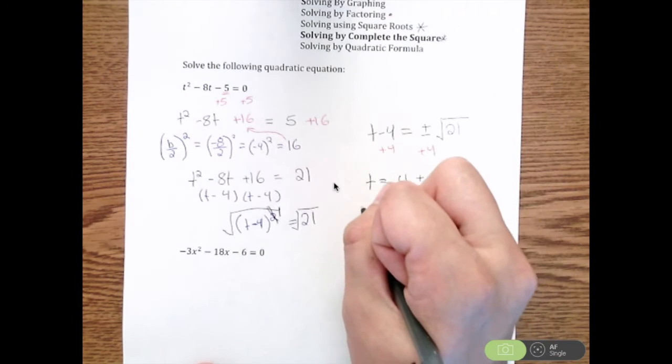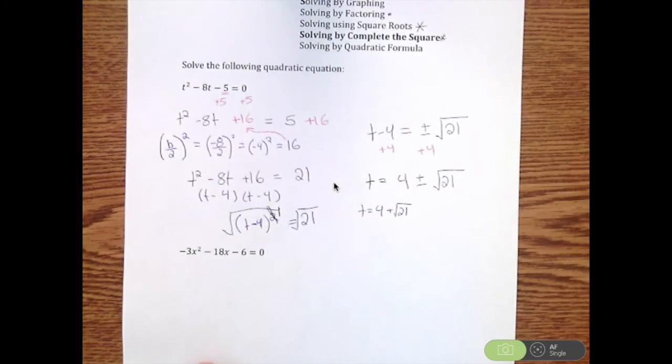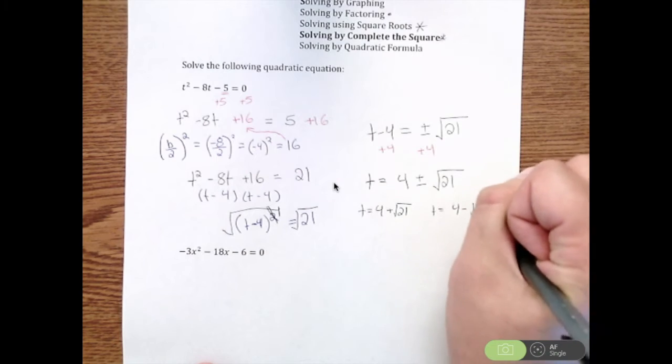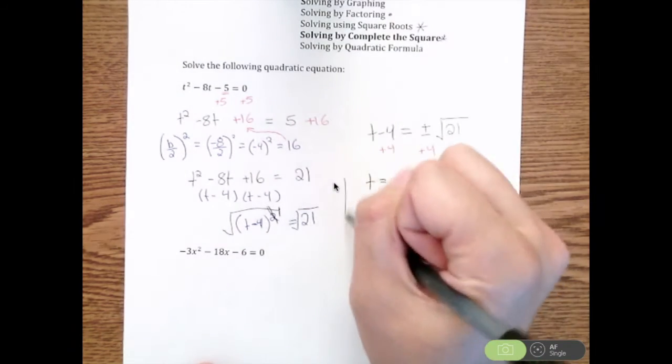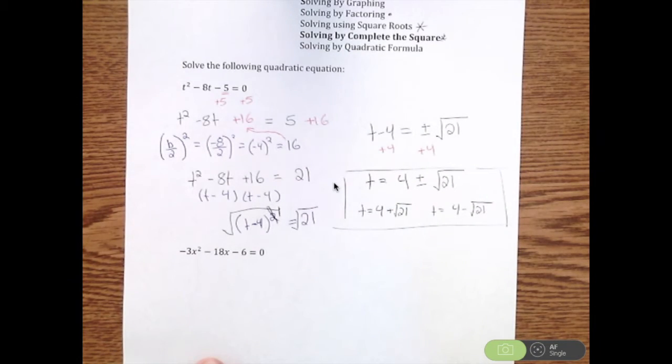By the way, you can also write your answers as t equals 4 plus square root of 21 if you want to split it up, and t equals 4 minus square root of 21. These are the same thing. I'll accept either or. So those are our answers.